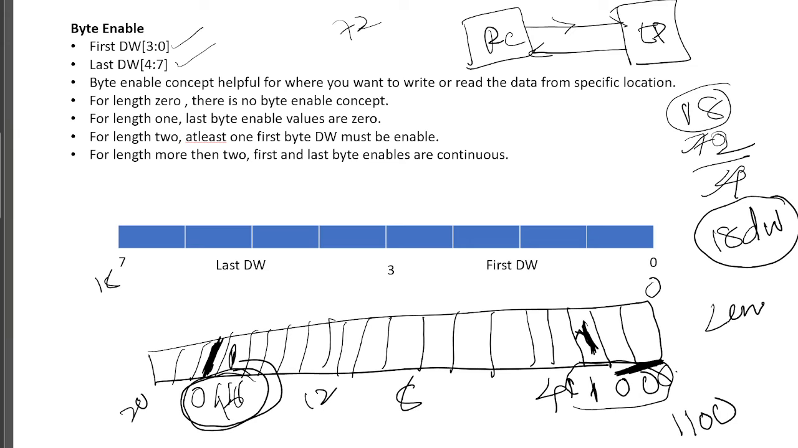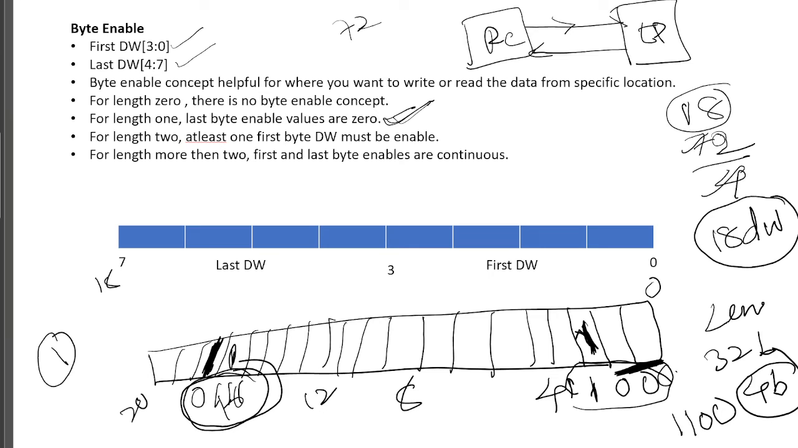Let's take length 1. With length 1, you are writing 32 bits of data, which means 4 bytes. Those 4 bytes are allocated to the first double word only, so the last double word value will be 0. You can write the first double word. You are giving length as 1, but you want to write the data to only two locations. Let us assume you want to write only 0 to 7, but you are giving length 1.